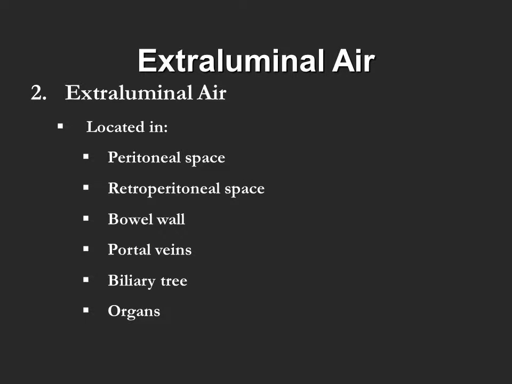Normally there is no air outside the GI tract. When air escapes from the bowel lumen, it can be seen in the peritoneal space, the retroperitoneal space, the bowel wall, the portal veins, the biliary tree, or within organs. The next few slides will provide further detail about these situations involving extraluminal air.